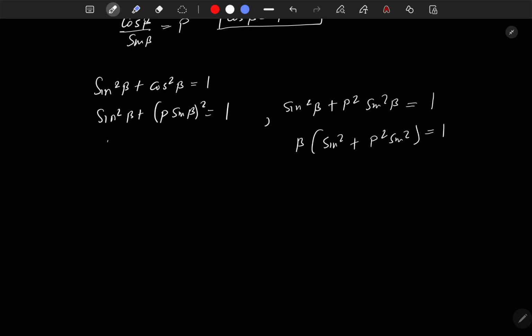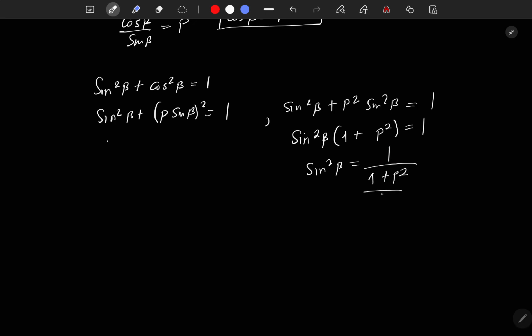We can take out the sine squared beta because it is common. So here I'll remain with 1 plus P squared, and the right side is 1. Dividing throughout, I'll get sine squared beta is equal to 1 over 1 plus P squared. We are going somewhere. So we keep that one.